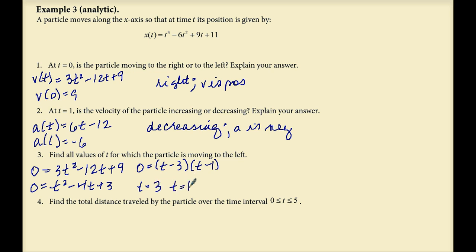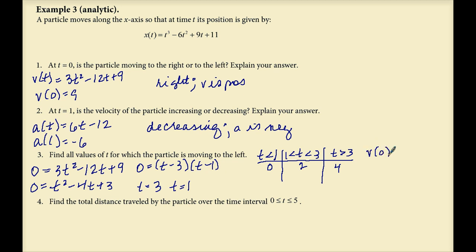at t equals 1. Let's find out what was happening in these intervals: when t was less than 1, when t was between 1 and 3, and when t was greater than 3. Let's determine the sign of the velocity in each of those intervals by using test values. We'll use 0, 2, and 4.